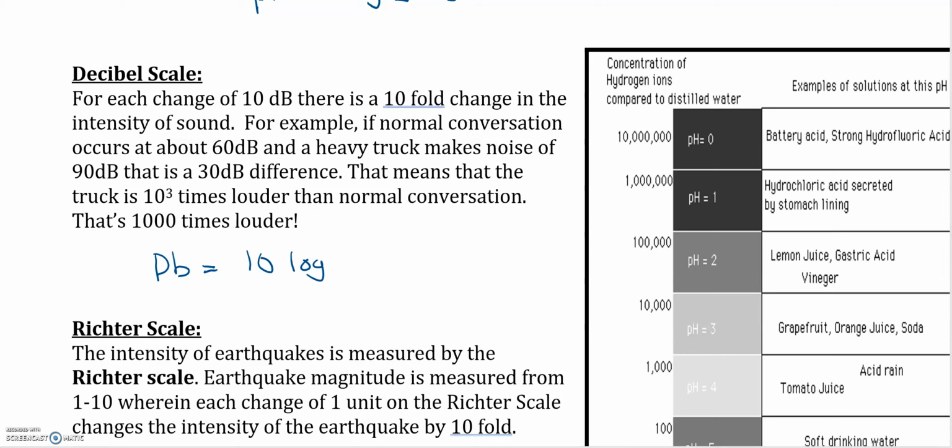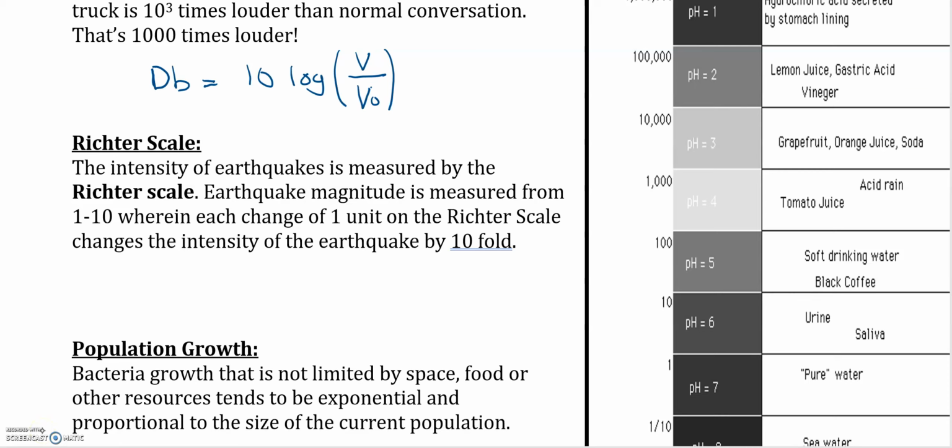The Richter scale uses a logarithmic equation to measure the intensity of earthquakes. Earthquake magnitude is measured from 1 to 10, wherein each change of 1 unit in the Richter scale changes the intensity of an earthquake by tenfold. R is equal to log of I over I sub 0.